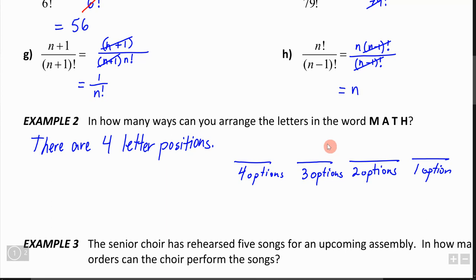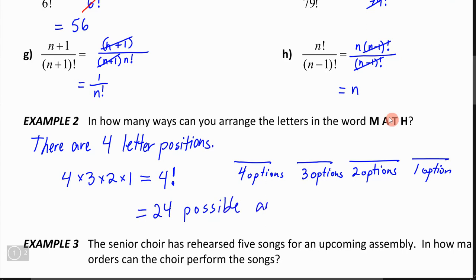So to calculate the number of possible arrangements, it's just the multiplicative counting principle, right? It's just 4 times 3 times 2 times 1. But now, instead of using the multiplicative counting principle, I can express this as 4 factorial. This number of arrangements is called a permutation, right? How many permutations of the letters in the word math can I do? So there are 4 factorial possible arrangements of the 4 letters in the word math. So here there are 24 possible arrangements.